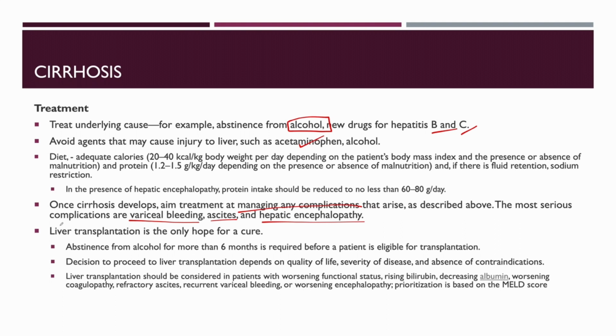The only cure for cirrhosis is going to be liver transplantation. That is the only cure. Patients are not eligible to have a liver transplantation if they are still using alcohol, if they're still drinking. So they have to be abstinent from alcohol for more than 6 months to be eligible for transplantation.